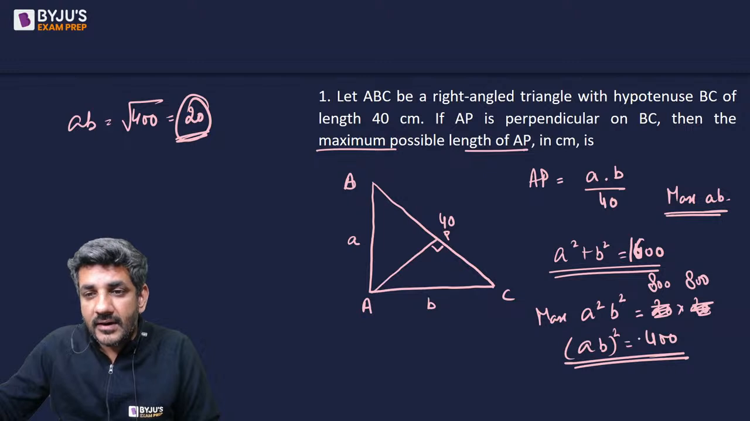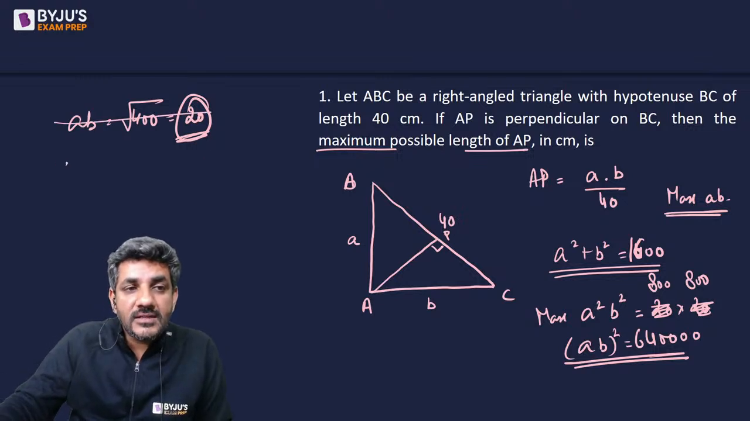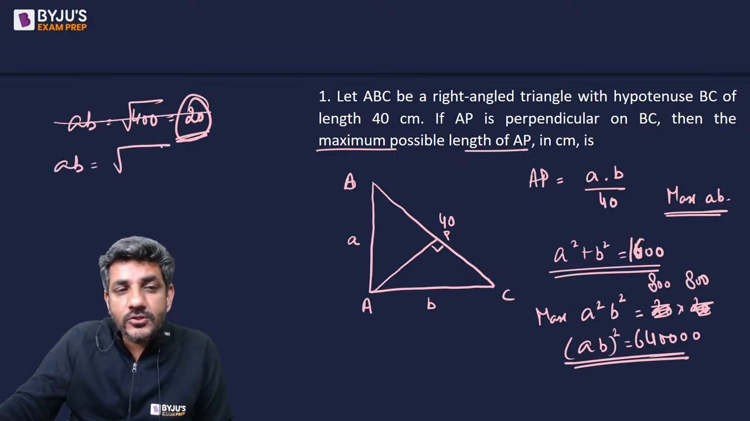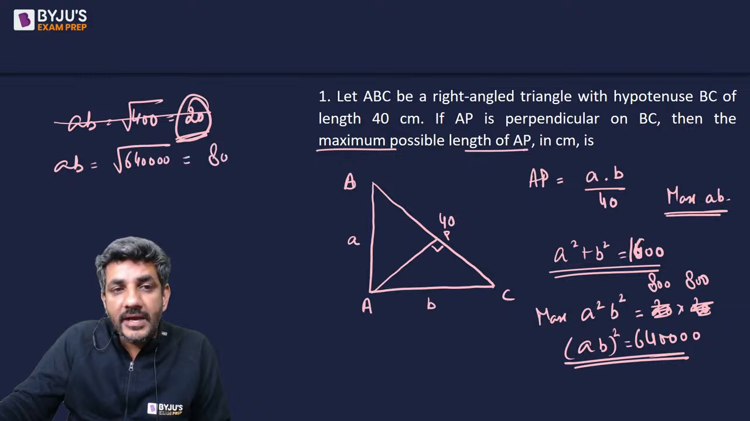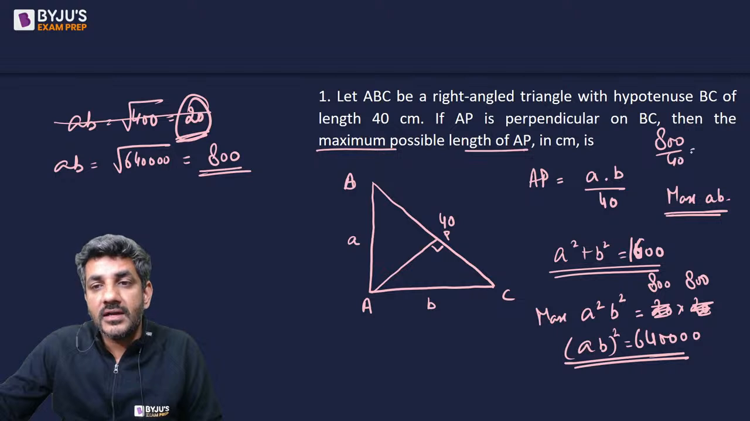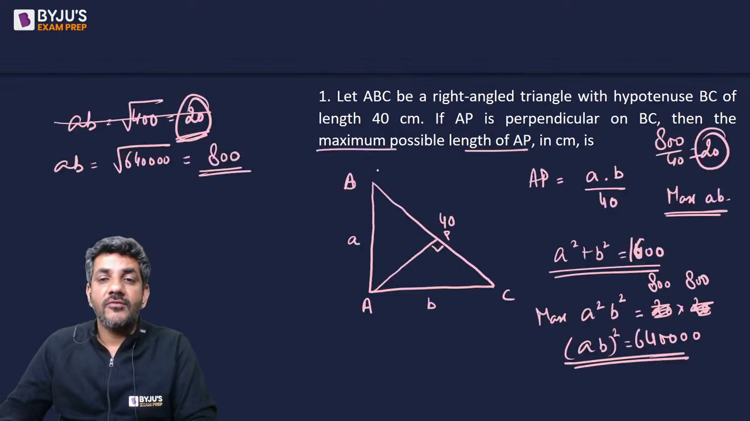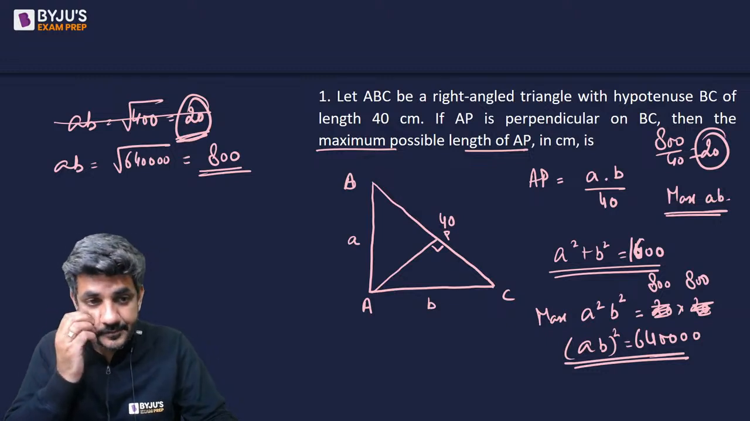800 into 800 is 6,40,000. If AB square is 6,40,000, then AB is the square root of 6,40,000, which is 800 again. So if AB is equal to 800, then AP is 800 divided by 40, which is 20. So yes, 20 is the right answer for this very first question.